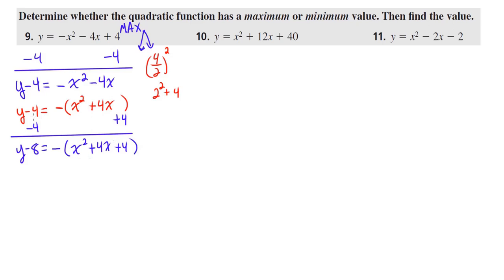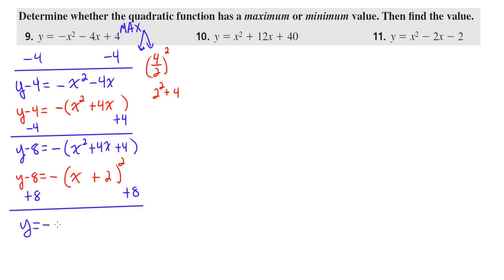And now we can factor this. We keep the negative here, and this is going to be an a plus b, so x plus something squared. Where did 4 come from? 2. So x plus 2 squared. And now we want to get rid of this negative 8, so we have to add 8 to both sides, giving us our equation in vertex form. y equals negative x plus 2 squared plus 8.